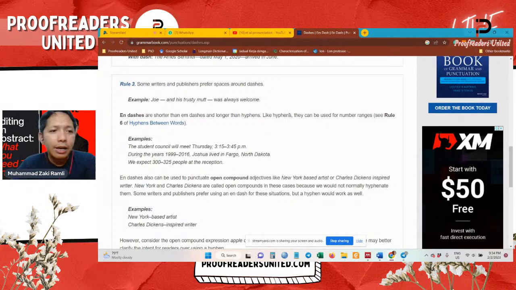Okay, I would like to stress the words "can be used." See rule 6, on hyphens between words. For example, the student council will meet Thursday, the 3:15 until 3:45 p.m. Okay, this is about ranges. All these are en dashes. So that's why, okay, we expect 300 to 322 people at the reception.